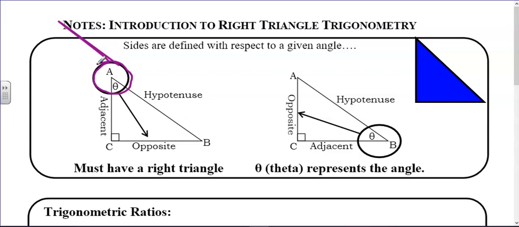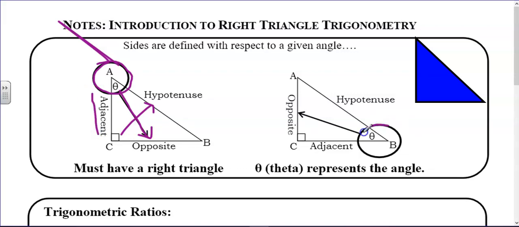And we have to label our sides. So the first one is really easy. You guys already know. What's across from the right angle? Always the hypotenuse. What is across from my angle? We're going to call that the opposite side. And then the side that's next to it is adjacent.